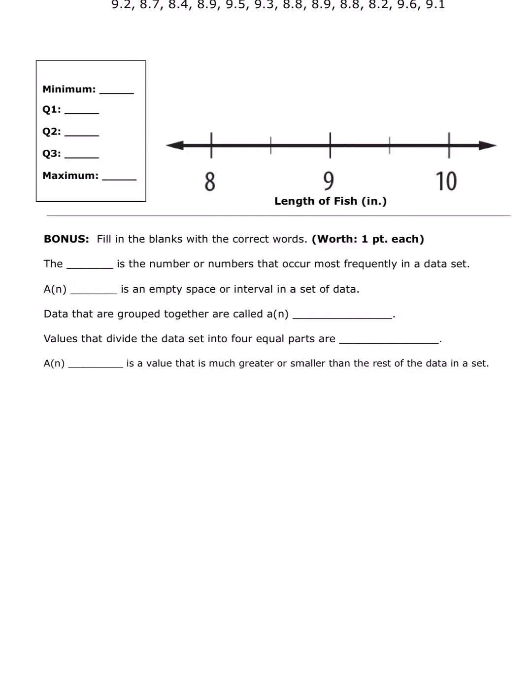Data that are grouped together are called a blank. Values that divide the data set into 4 equal parts are blank. A blank is a value that is much greater or smaller than the rest of the data in a set.